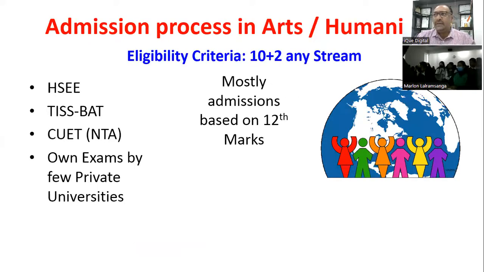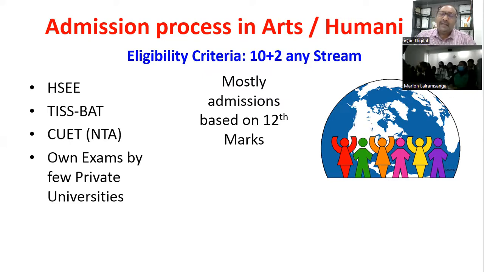At national level, most of the universities or colleges take admission based on 12th marks. Any candidate coming from any combination of subjects in 11th, 12th can get admission into a BA or arts and humanities program. There are few colleges at the national level which take their own entrance exam. This includes the Humanities and Social Sciences entrance exam conducted by IIT Madras. Tata Institute of Social Sciences conducts BAT.